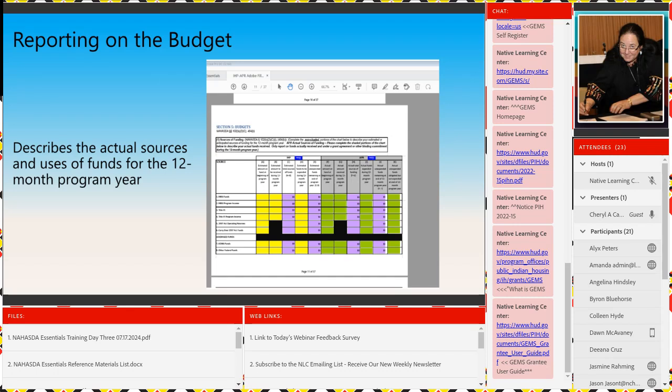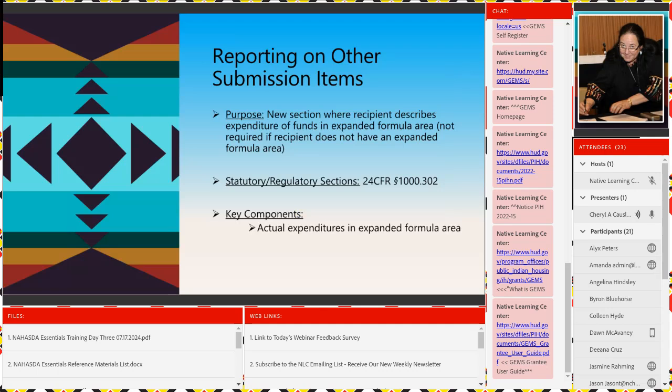So reporting on the budget describes the actual sources and uses of funds for the 12-month program year. Reporting on submission items: there's a new section where the recipient describes expenditure of funds in an expanded formula area. You don't have to do it if you haven't expanded your formula area. But if you have, you need to show them where you're spending that money.